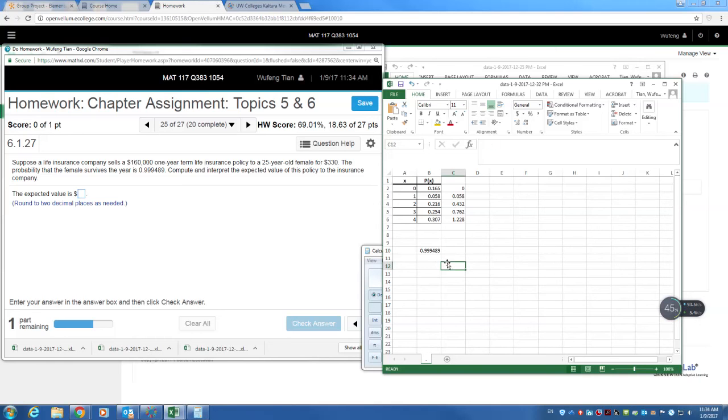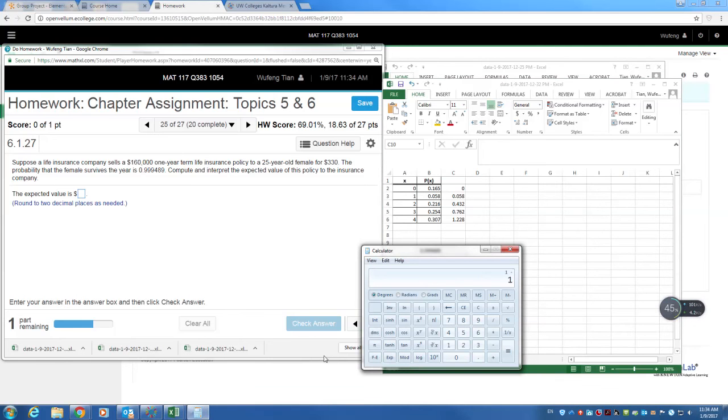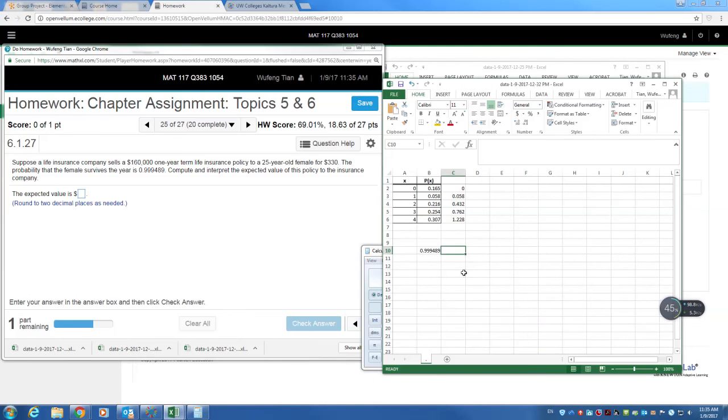So you have 0.999489. And the probability that this female dies is 1 minus 0.999489. That's the probability. Once this happens, you compensate $160,000. Okay, it's 81.76 once that happens.